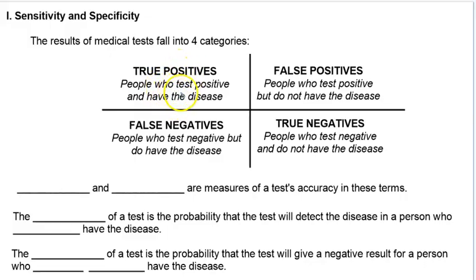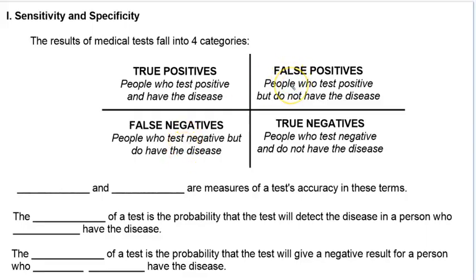They could give us what is called a true positive. So a person tests positive and they actually do have the disease that's being tested. We could potentially have what is called a false negative. So the test says that the person does not have the disease, but the person actually does. According to the test, it's negative, but we would call that a false negative.